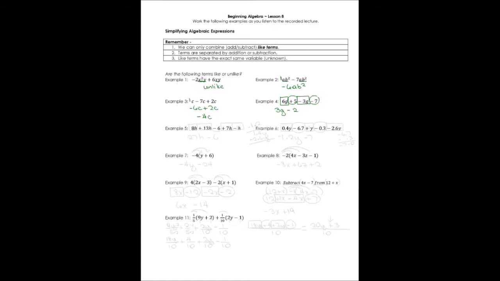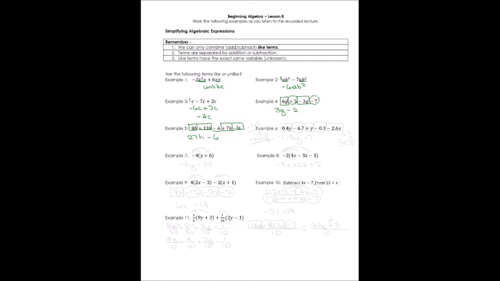For number 5, I have 8h plus 13h plus 7h minus h, which is a minus of 1h, right? So I have 8 plus 13, which is going to give me 21, plus 7, which is going to be 28, minus 1, which would be 27. That's how many h I have, 27h. Be sure you write it down if you don't trust yourself to do it in your head. What's left? Well, negative 6. So I bring that down, and my answer is 27h minus 6.